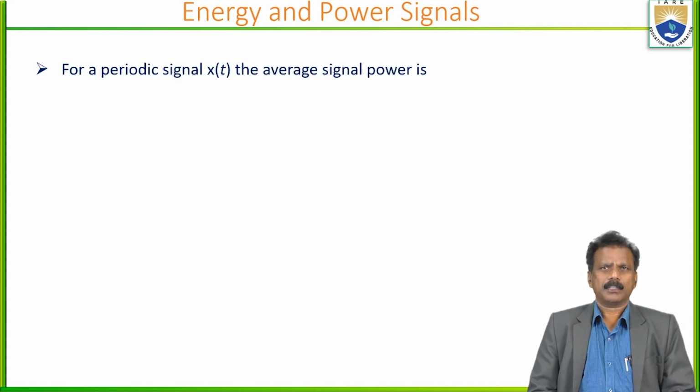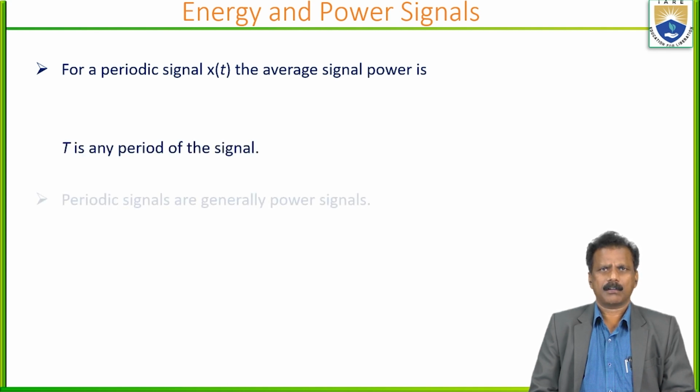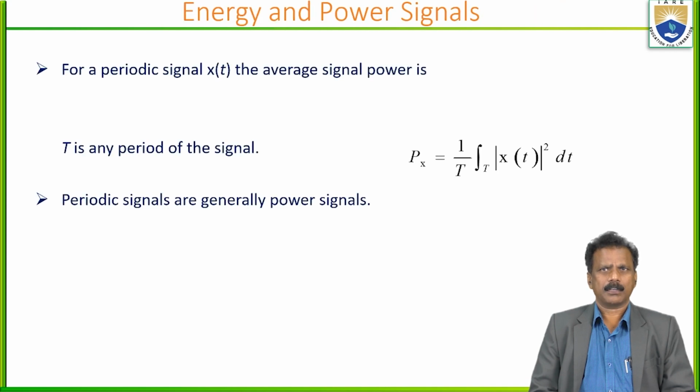For a periodic signal x of t, the average signal power is Px is equal to 1 by T, integral over T, of mod x of t squared dt. Here T is any period of the signal. Periodic signals are generally power signals, but we will estimate energy and power for a periodic signal x of t in this way.